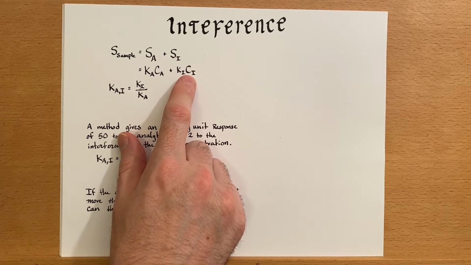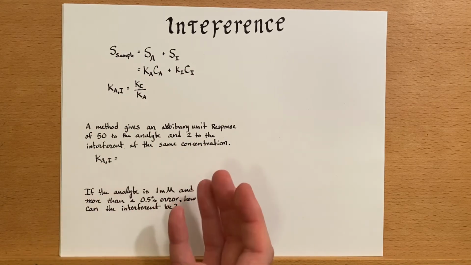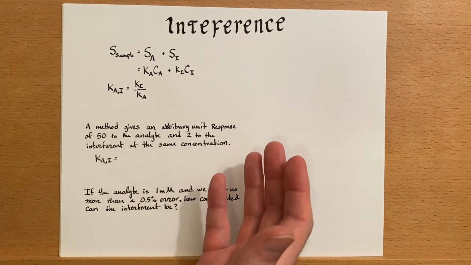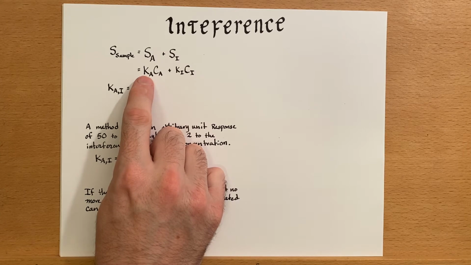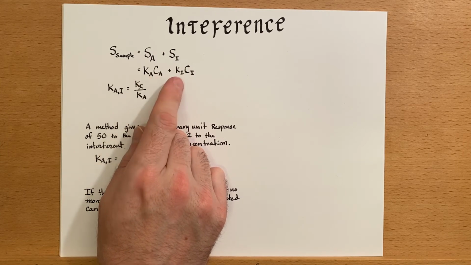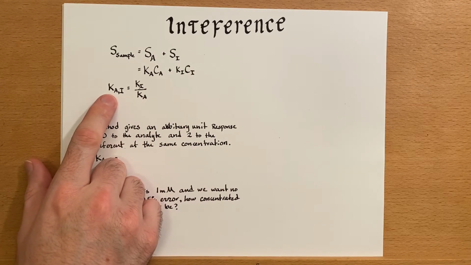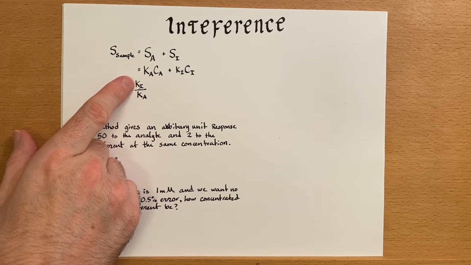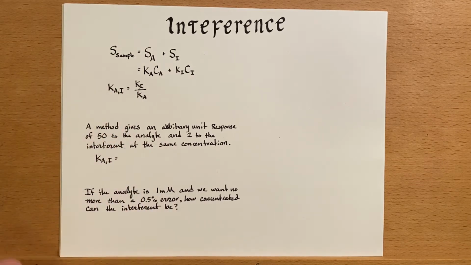interferent. And we can measure each one of these constants by constructing solutions of known concentration of each of these, measuring them, and creating what's called a calibration curve. And in this case, the slope of the calibration curve will be this proportionality constant. And we can use these two values to determine the selectivity coefficient between them. And in this case, we'll put the proportionality constant for the interferent divided by the proportionality constant for the analyte, and that will equal the selectivity coefficient between these two species.